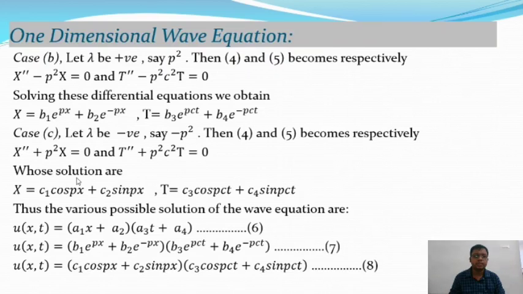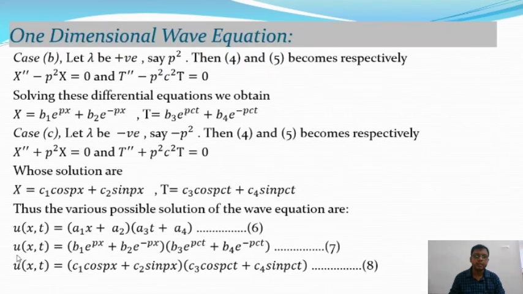So therefore the various possible solutions of the wave equation are, you know, there are three types of solutions of the given wave equation, and it depends on the value of lambda. So the first solution of the given partial differential equation, that means the one dimensional wave equation, will be u of x comma t equal to (a1 x plus a2) into (a3 x plus a4), and we can write it as equation number 6.